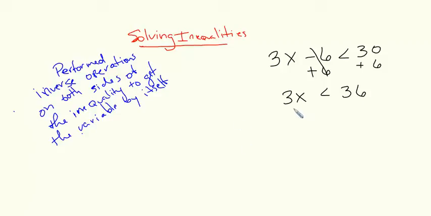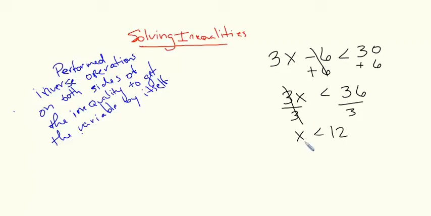Alright, since we have 3 multiplied by a number, I'm going to do the opposite of multiplication and divide both sides by 3. And I'm left with x is less than 36 divided by 3 is 12. So x is less than 12. So x can be any value that is less than 12. As long as the value of x is less than 12, then you will have a true inequality, a true statement. So to check my answer, let's choose the number 10.